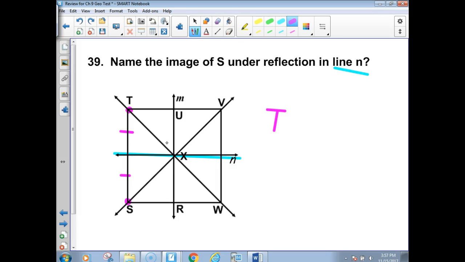You could even say, what is segment SX going over line TW? S would go to here, and X would stay where it is. It would be XV. If the whole segment flipped over, it would be XV. So anyway, you just think about where it goes. You can do segments, you can do points, etc. All right, that's enough of that.